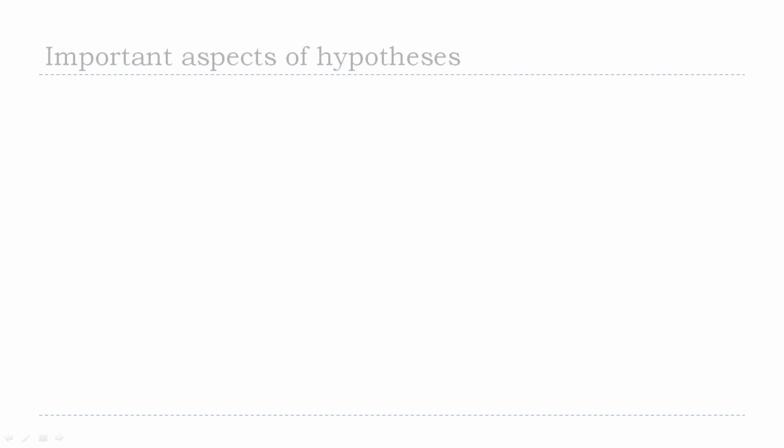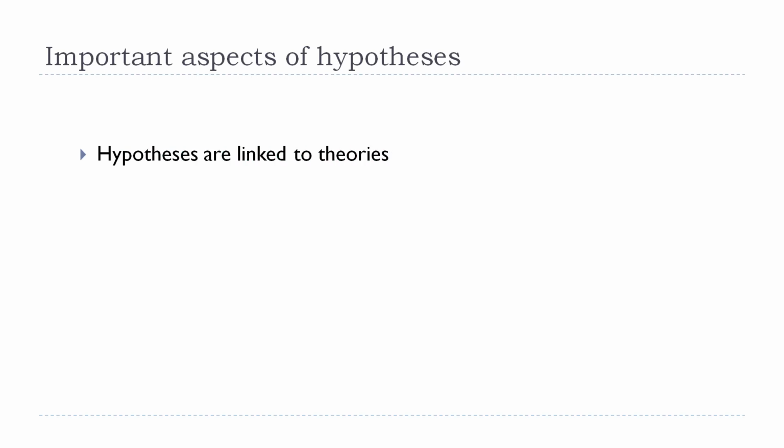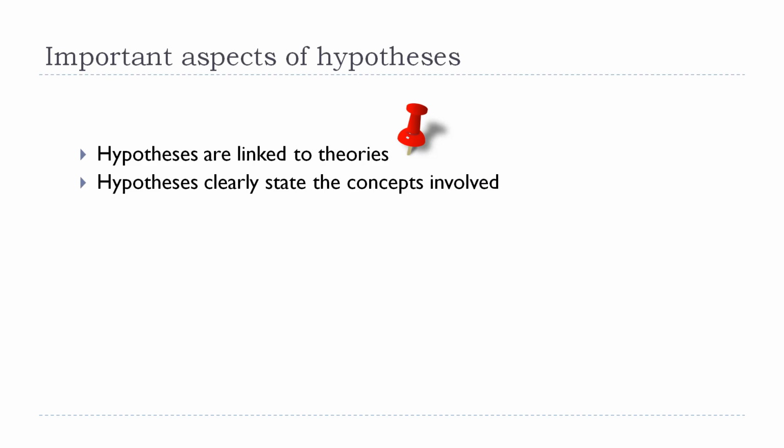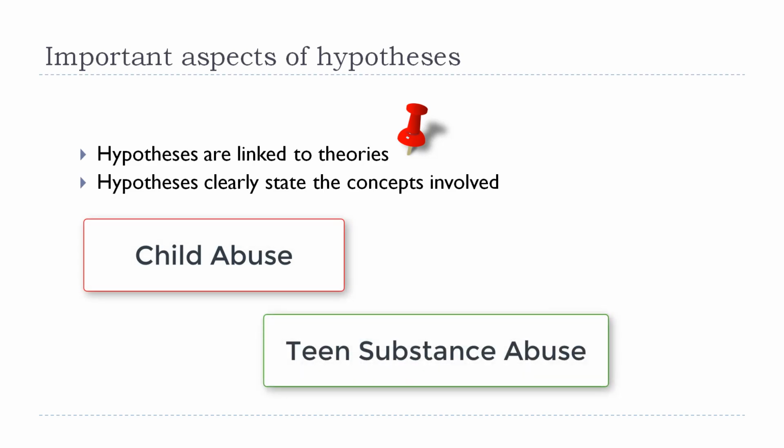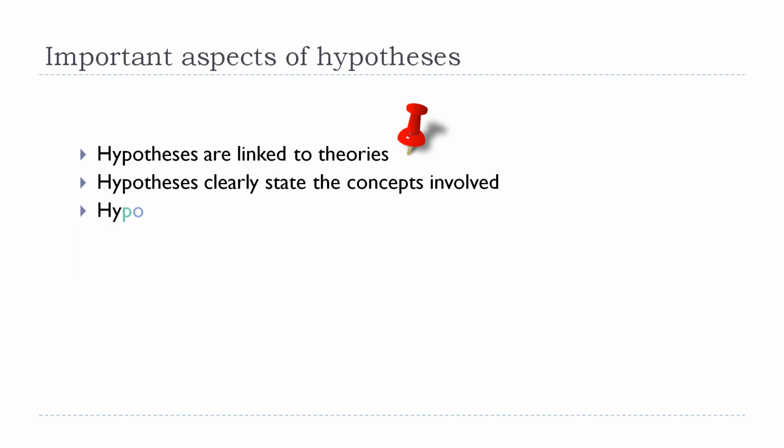There are some important aspects of hypotheses. One, hypotheses are linked to theories. I'm going to put a little pin in that because I'm not going over theories just yet. But I just want you at this point to know that hypotheses are linked to theories. They come from theories or they help build theories. I know, I shouldn't go into detail. Just know this for now. Two, hypotheses clearly state the concepts involved. Like in our case, we had child abuse and teen substance abuse. Those were the concepts that we were interested in.